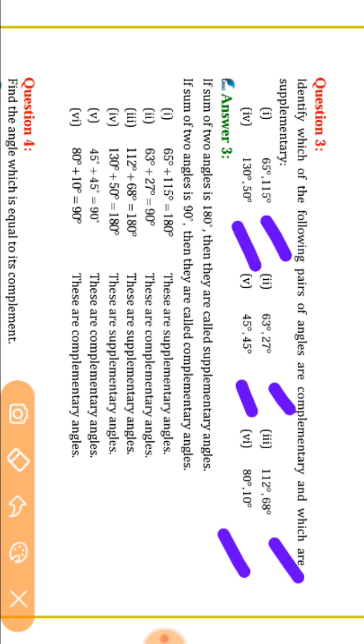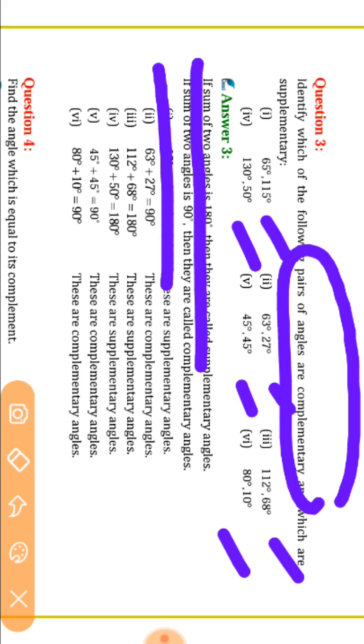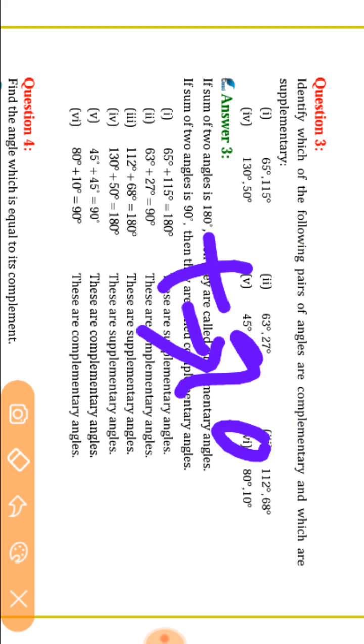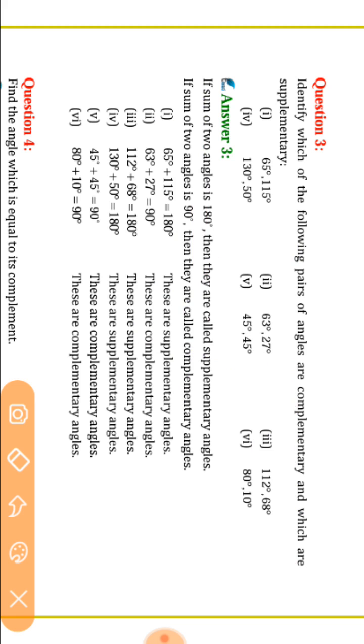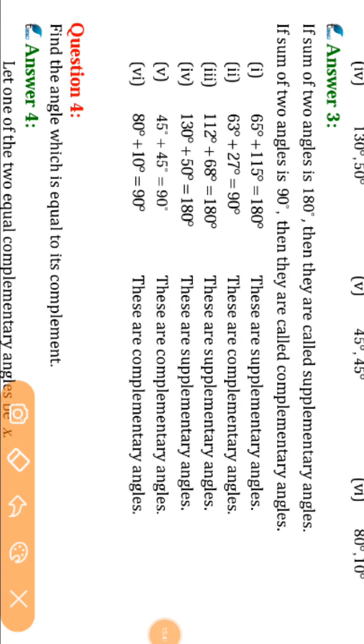So among the pairs, we have to identify which is complementary and which is supplementary. See, if the sum of two angles is 180, it is supplementary; if the sum of two angles is 90 degrees, it is complementary. So which pairs give a sum of 90? That we have to choose here. So go for the solution. See, first 65 and 115 give 180, it is supplementary, not complementary.